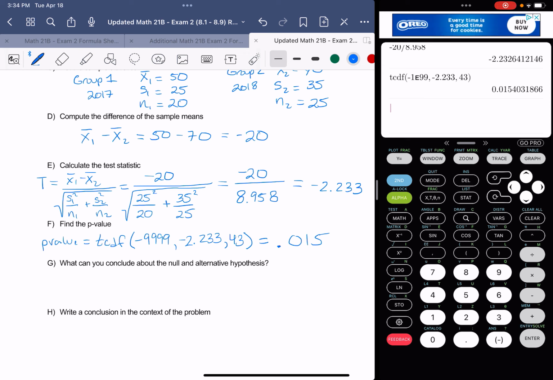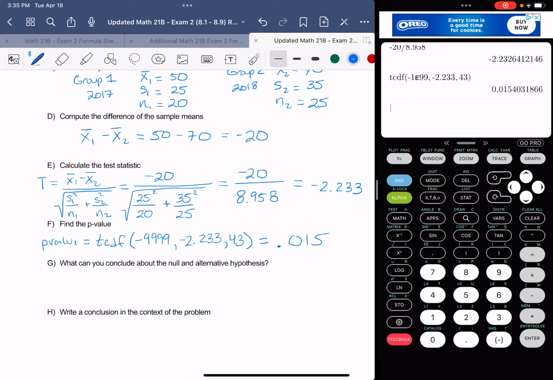Oh, okay, so go down. Hit enter, so it gives the answer. This isn't 70, that's 35. Okay. All right, so now that we have our p-value, we can go on to part G and H.